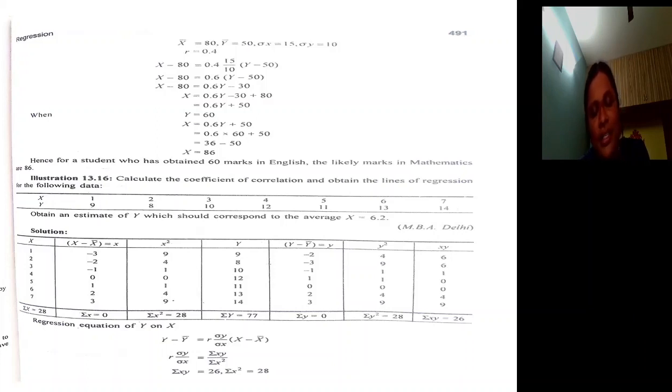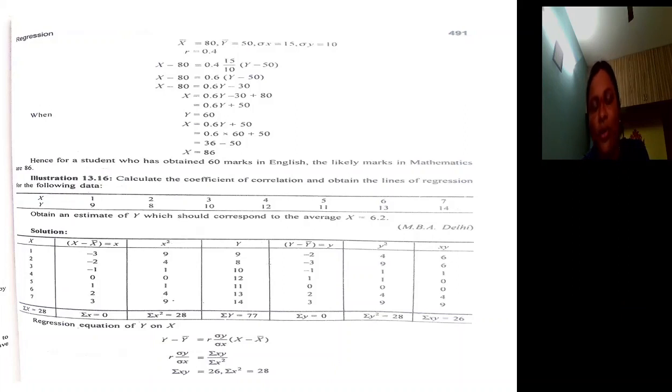Then x minus x bar square. Don't write it as x square, write it as x minus x bar square. This is the way in which I taught you. Try to understand. So x minus x bar square is 9, 4, 1, 0, 1, 4, 9. Summation x minus x bar square is 28.